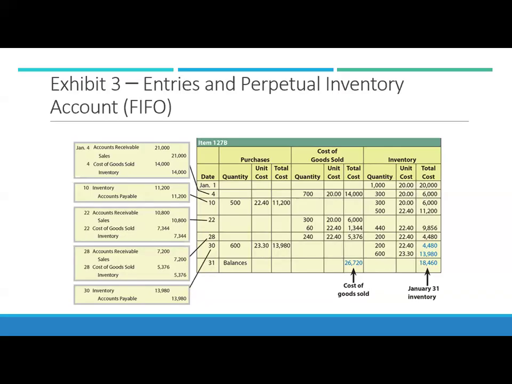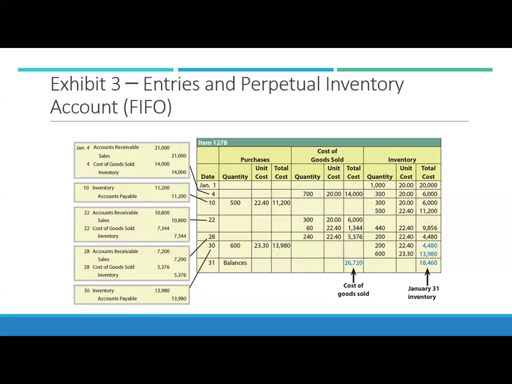And then when we purchase another 500 units at $22.40 per unit, we add that to our layers here. So now we have 300 units at $20 and 500 units at $22.40.